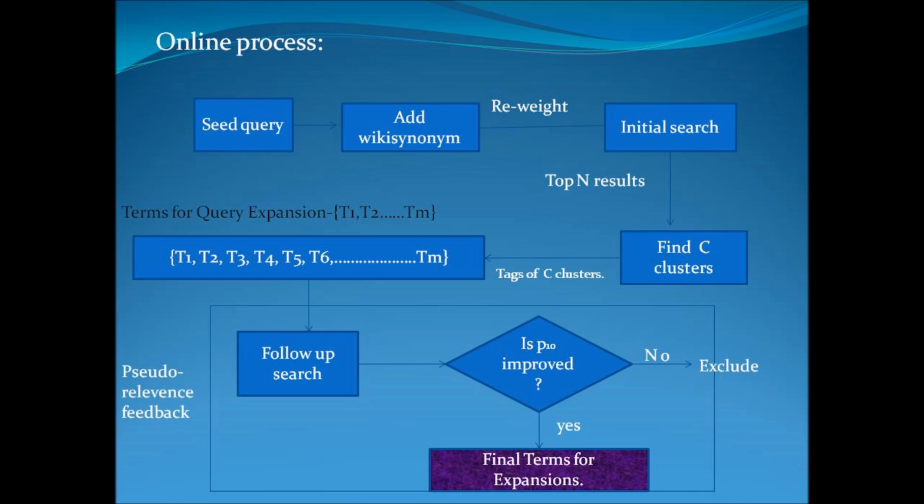The online process would include adding synonyms to the seed query, reweighting the query, and doing an initial search from which we'll have top n results and also C clusters. And we get M terms for query expansion. In pseudo-relevance feedback, we check if the M terms for query expansion we have got actually improve the search results or not. If P10 is not improved, then we exclude those terms. If P10 is improved, we take these M terms to be the final terms for query expansion.